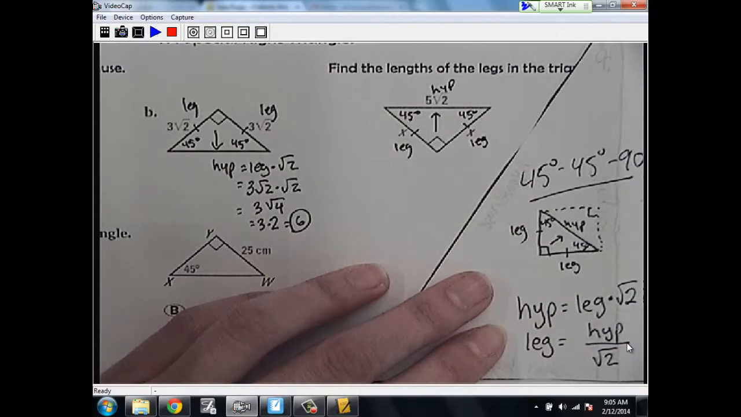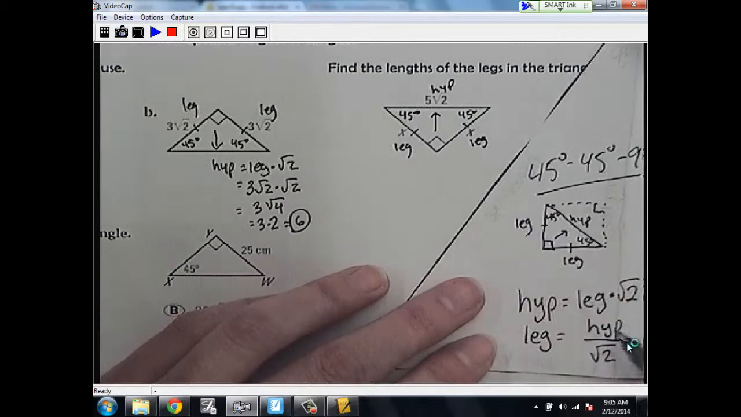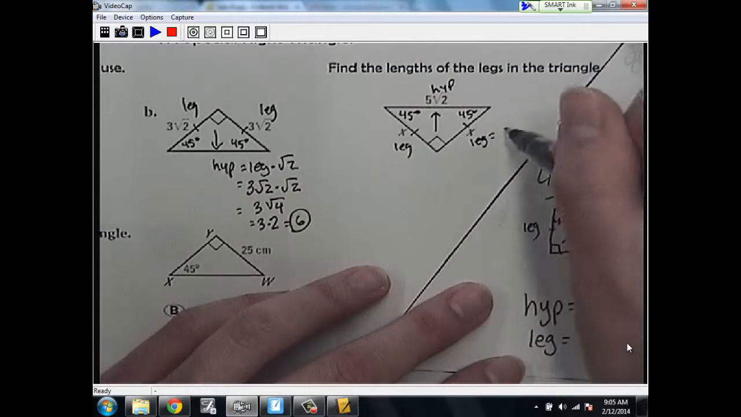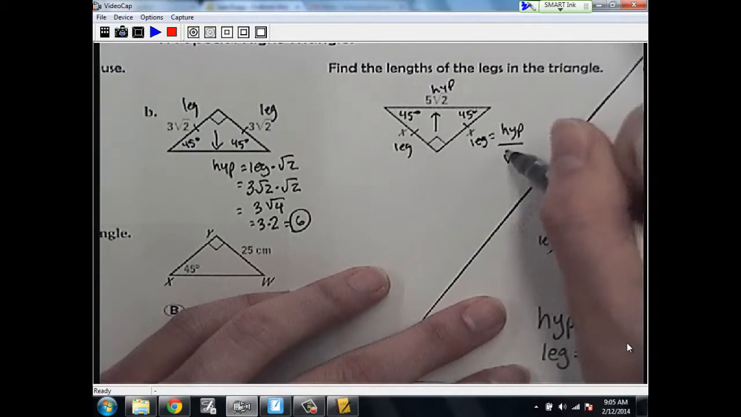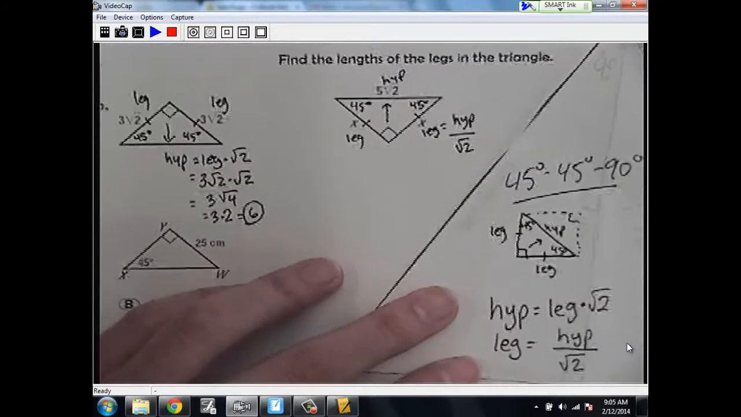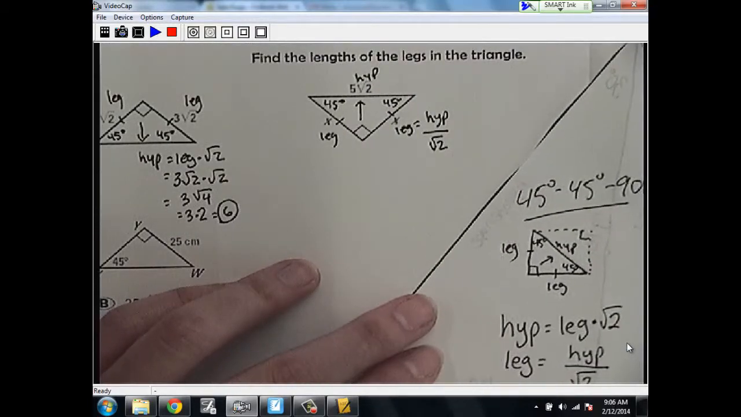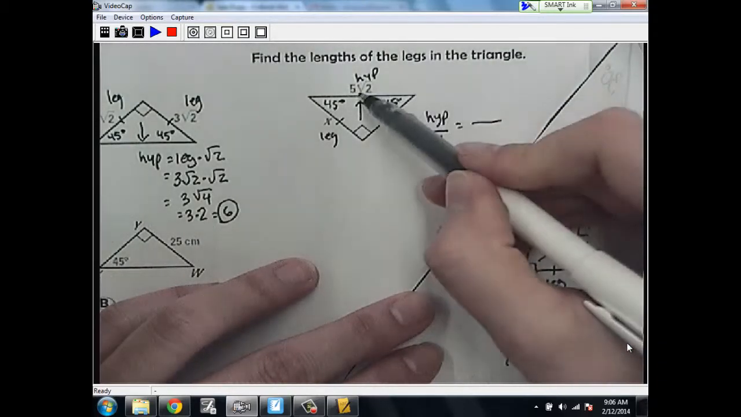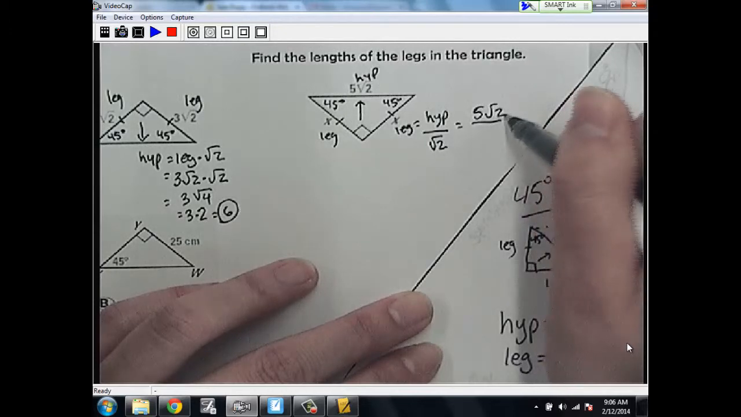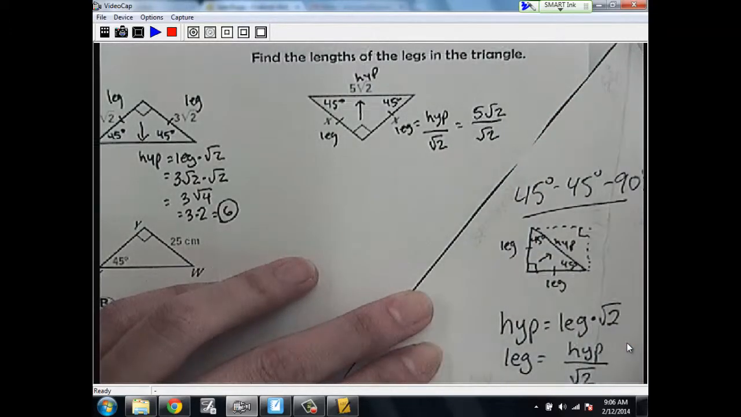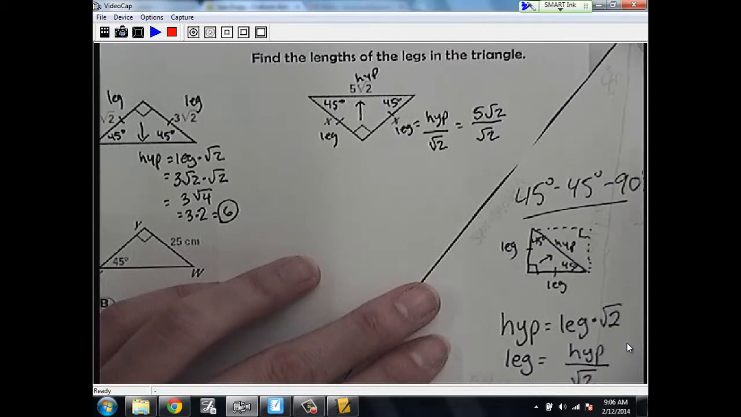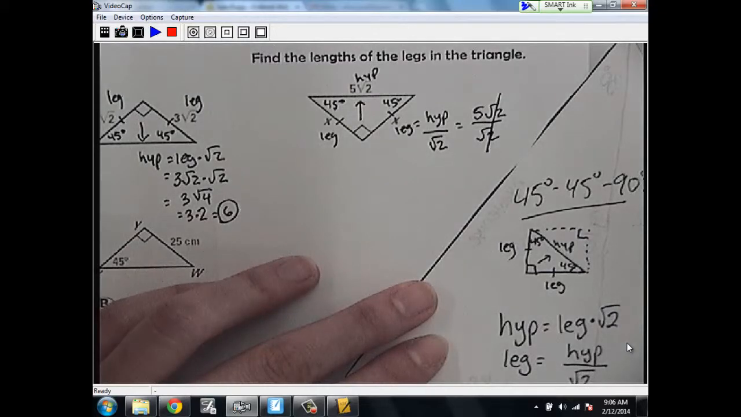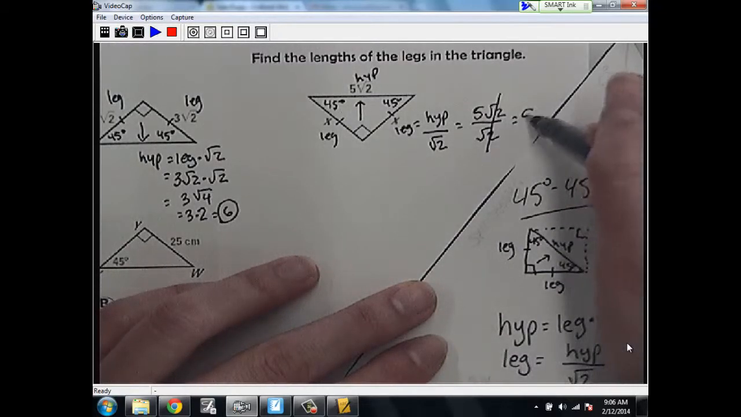What am I solving for? I want to know my leg, so what's my rule for a leg? Hypotenuse divided by square root of 2. So leg equals hypotenuse divided by the square root of 2. Plug in what we know. The hypotenuse is labeled as 5 square root of 2. And I just divide by my square root of 2. If we have something in the top and something in the bottom, they cancel. And I'm left with 5.